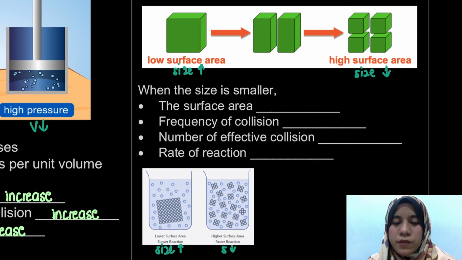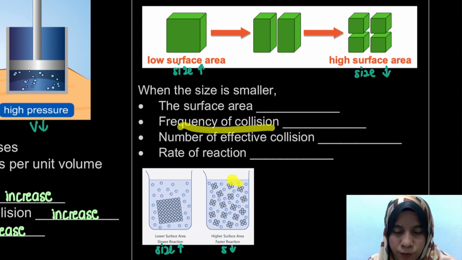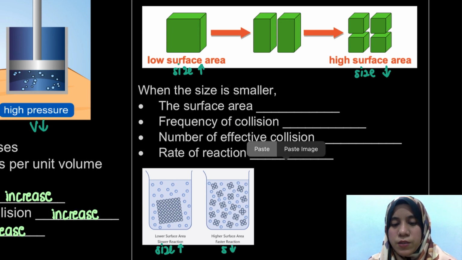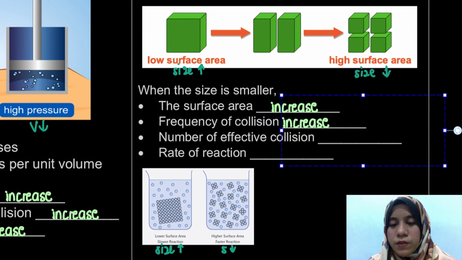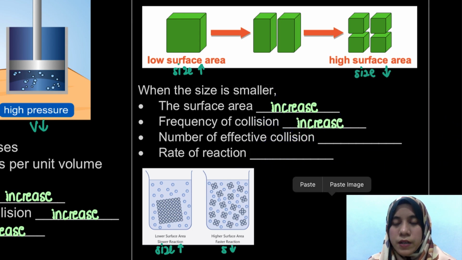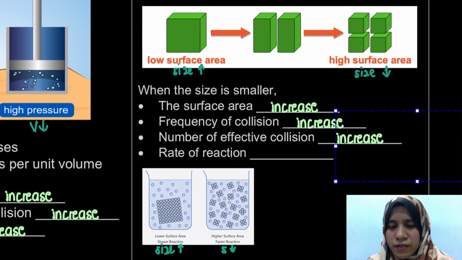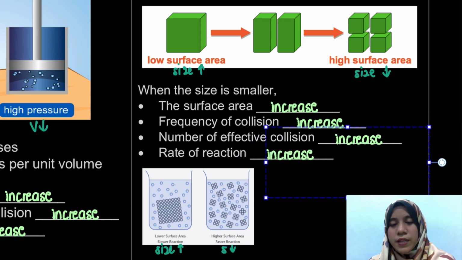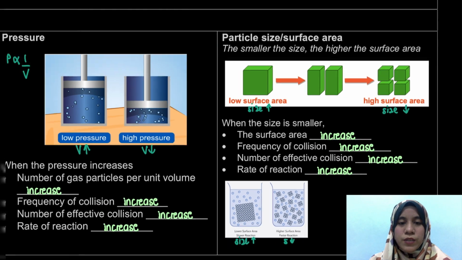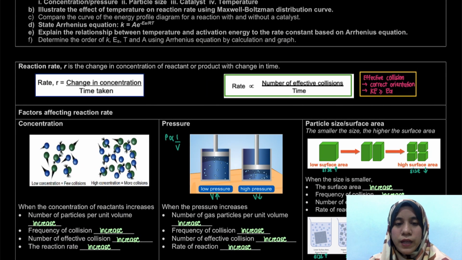So what happens is that the frequency of collision increases between this one compared to this one. Again, when the size is smaller, the surface area increases, the frequency of collision increases, the number of effective collisions increases, and last but not least, the rate of reaction also increases. Okay, so that is the third factor that we have looked at.